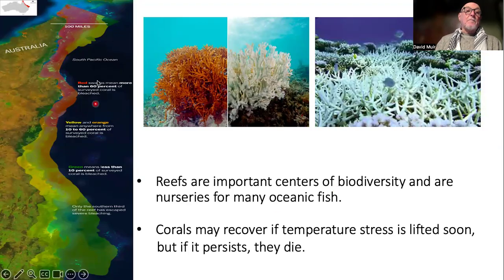So this here is the east coast of Australia, and this is the Great Barrier Reef, stretching thousands of miles all the way down the coast here.